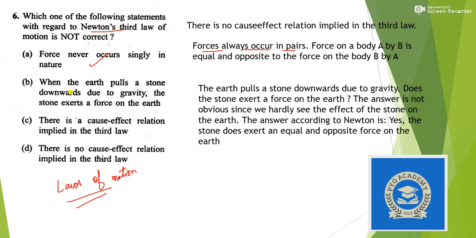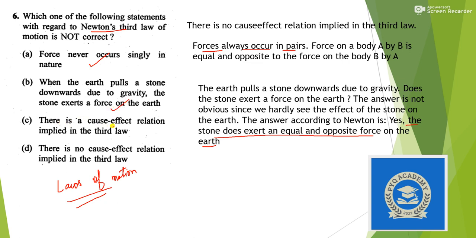When earth pulls a stone downwards due to gravity, the stone exerts a force on the earth. Yes, this is also true. The earth pulls a stone downwards due to gravity. So does the stone exert a force on the earth? The answer is not obvious since we hardly see the effect on the stone, but the answer according to Newton is yes. The stone does exert an equal and opposite force. So according to Newton's third law of motion, it is also correct.